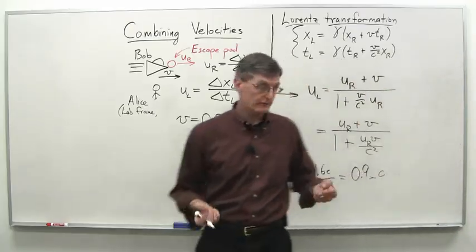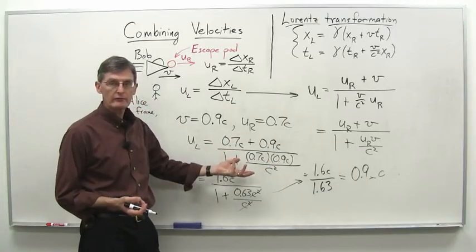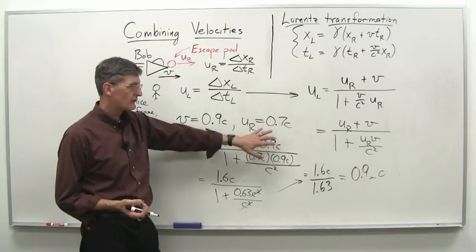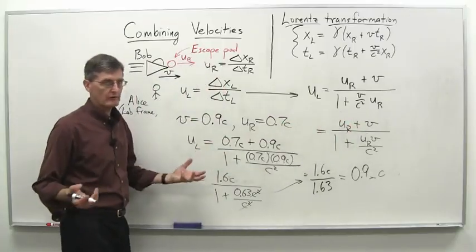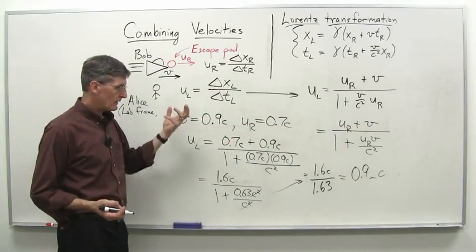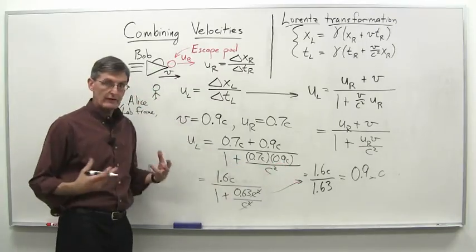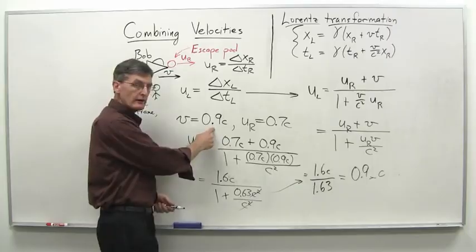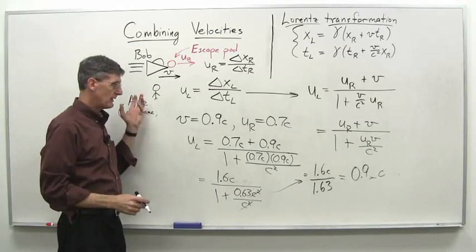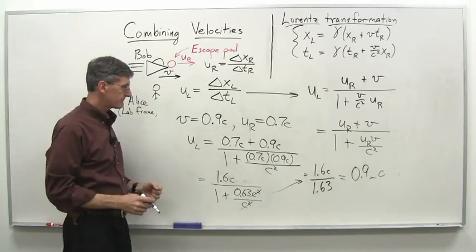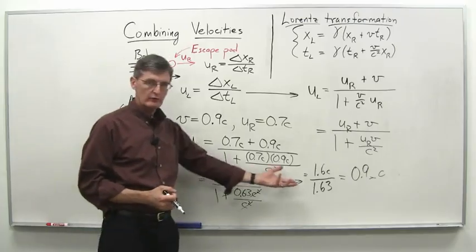The important point is not so much the exact figure, it's the fact that it is less than the speed of light. And in fact, the way this equation works is, no matter what speed you put in for u sub r and v, as long as they are less than the speed of light, the result will always be less than the speed of light. In other words, Galileo, in our common sense, would say, if I've got 0.9 c and 0.7 c for the escape pod shooting off, shouldn't Alice see the escape pod at 1.6 times the speed of light? Intuitively, we think that's the way it should work. In actual fact, it doesn't work that way.